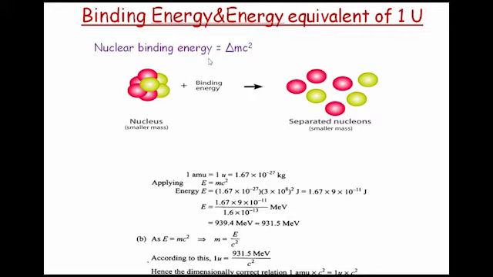So we know that the binding energy is equal to delta m into c square, where delta m is the mass defect, c is the velocity of light. So suppose this is the nucleus. When we give binding energy to this nucleus, it will split into nucleons. That is, it will split into protons and neutrons. So the minimum energy required for the splitting is known as the binding energy.